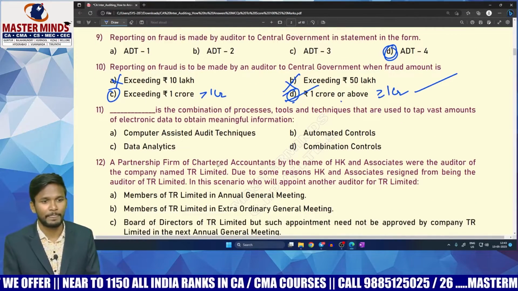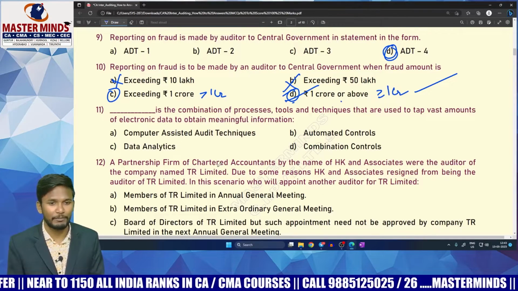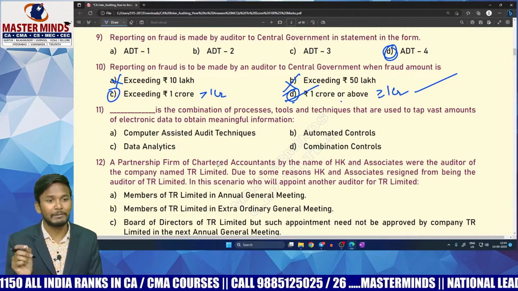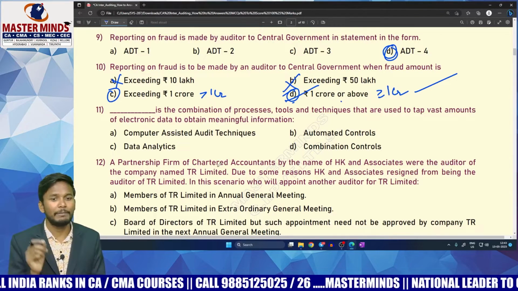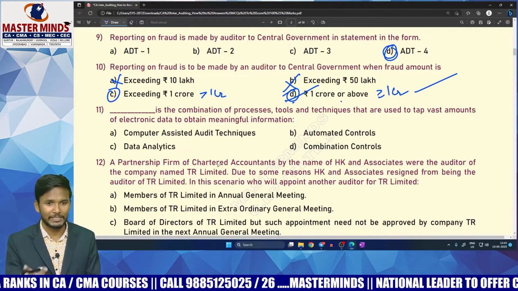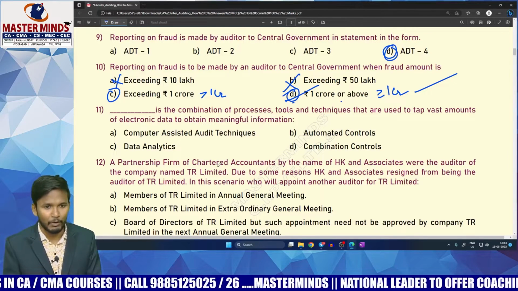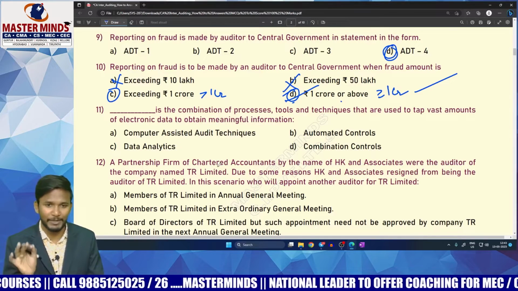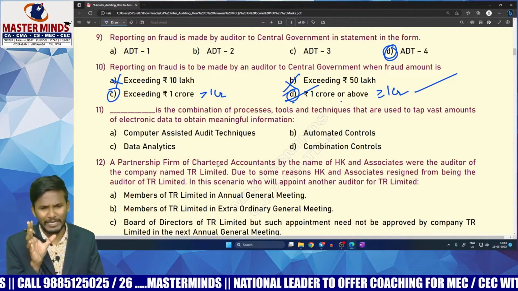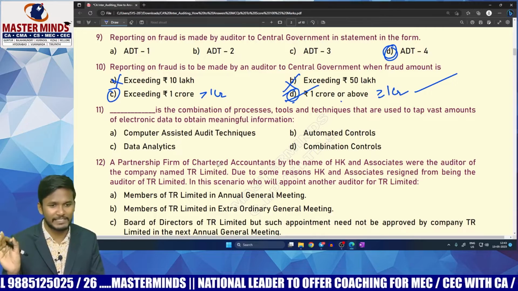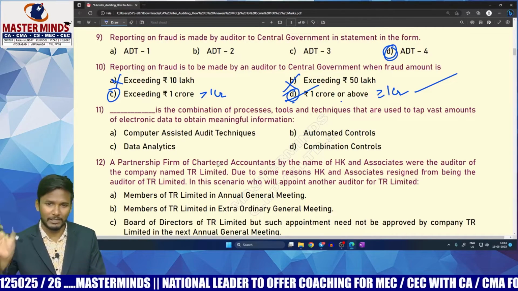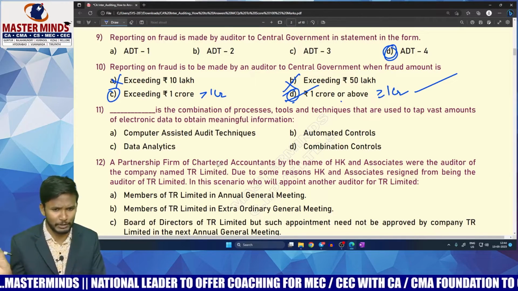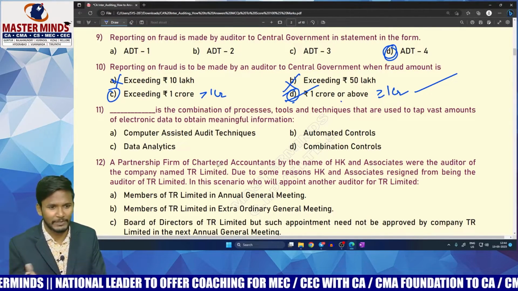Question number 11. Dash is the combination of processes, tools and techniques that are used to tap vast amounts of electronic data to obtain meaningful information. So this is a question from audit in an automated environment. In the class, I repeatedly told you this chapter becomes most important. Very little content, definitely 4 to 6 marks guaranteed in the exam. Damn sure 3 or 4 marks in the descriptive part, and at least 1 MCQ or true or false. So nearly 6 marks are the expected weightage.